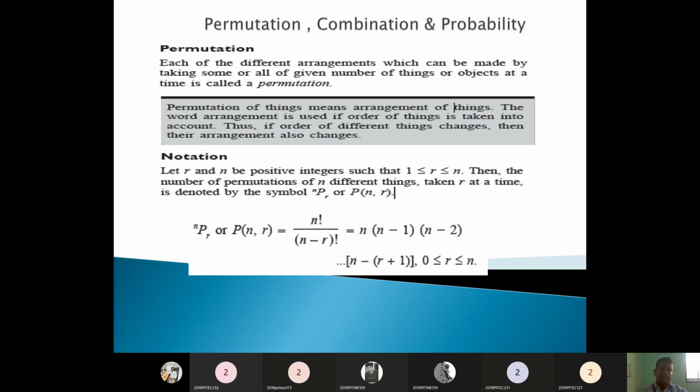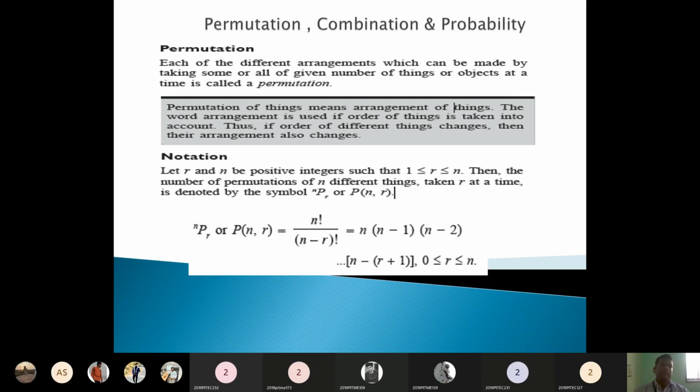So today's topic is permutation, combination, and probability. In today's placement class, we are going to discuss these topics: permutation, combination, and probability. Permutation, the first topic, I will take it up.